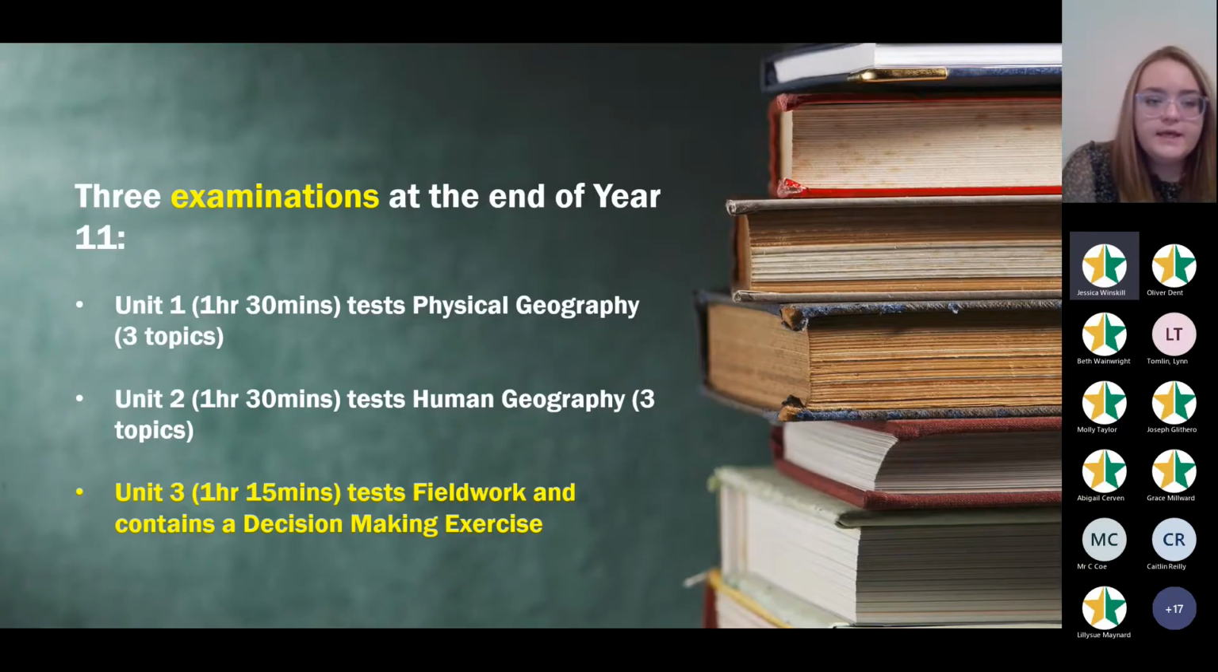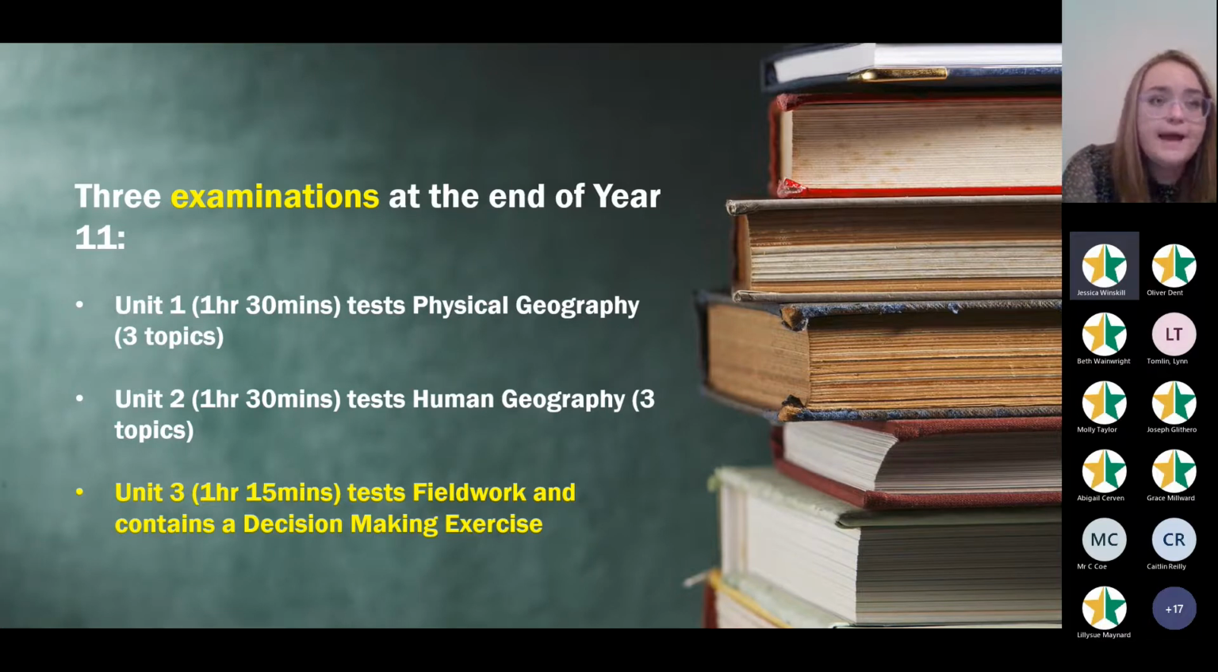Paper 3 is an hour and 15. And this one tests fieldwork activities as well as containing a decision-making exercise. For the decision-making exercise section, we normally receive a pack of information about 12 weeks before the exam, where I have about 2 weeks to condense that information down to some lessons that will be taught, and there will be then some exam questions linked to that information, and then finally a decision-making exercise.